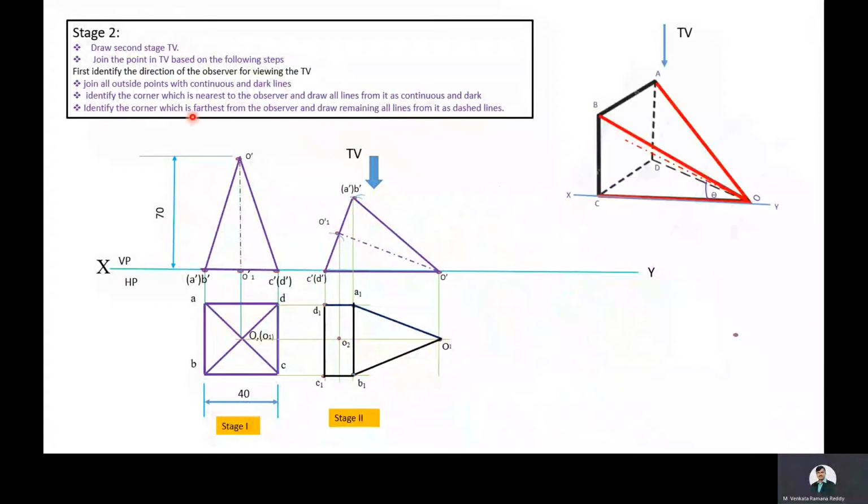In the third step, identify the corner which is furthest from the observer and draw remaining all lines from it as dashed lines. For the observer, C dash D dash corners are furthest. So C dash D dash corners containing remaining all lines to be drawn as dashed line. So join O1 D1 points with dashed line, O1 C1 points with dashed lines, and draw O1 O2 line as an axis line.